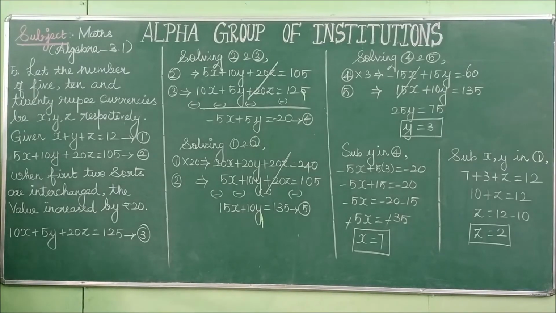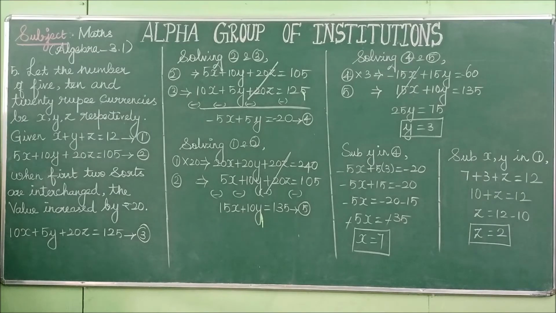Look at page number 93, fifth problem. There are 12 pieces of 5, 10 and 20 rupee currencies whose total value is 105. When the first two sorts are interchanged in their number, its value will be increased by rupees 20. Find the number of currencies in each sort. Listen. In the statement, first what have they given? There are 12 pieces of 5, 10 and 20 rupees.